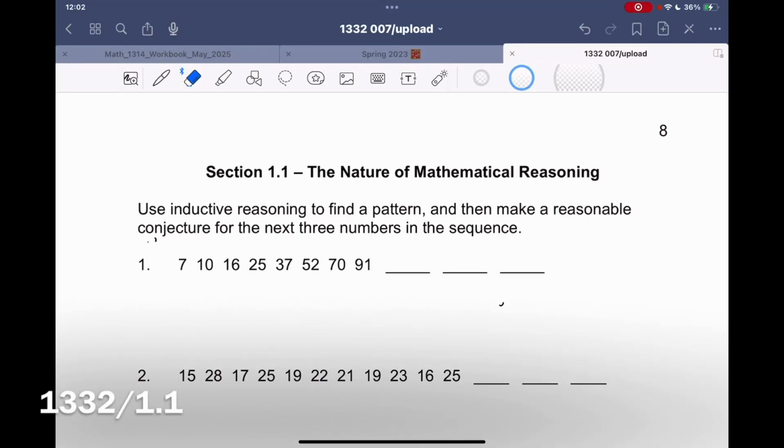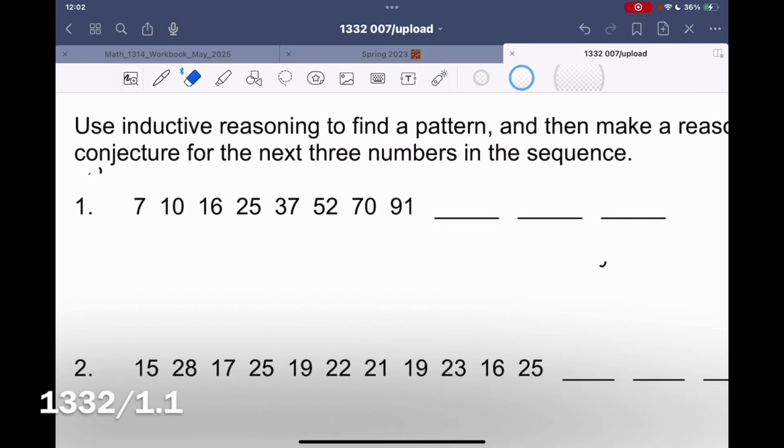Reasoning. Use inductive reasoning to find the pattern. Make a reasonable conjecture. All right, we're asking you just to find the pattern. If we look at the list, the numbers are increasing. So it's increasing by a multiple of 3. If we look at the last two, 70 to 91 has increased by 21.